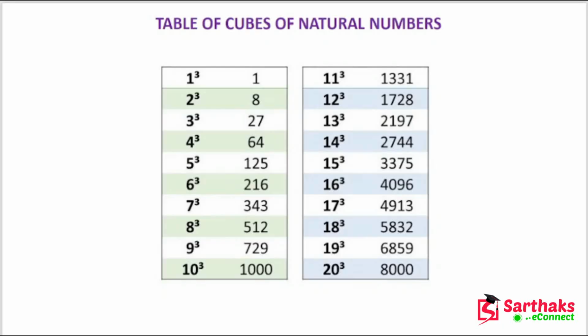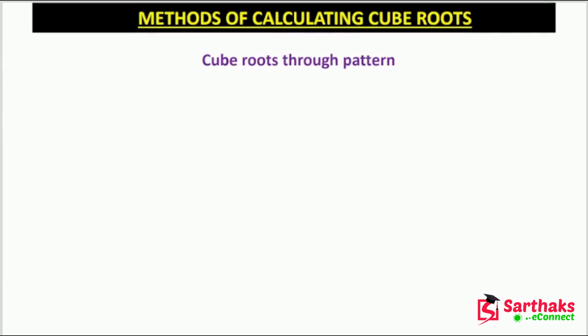So let us start the various methods available for calculating cube roots, and the very first method in this series is cube roots through pattern. Now students, we have already discussed squares and square roots, and you all know that squares have certain patterns. We know that the square of a natural number is the sum of the first n odd positive numbers. Similarly, cubes also have some patterns, but they are not as simple as in the case of squares. Let us discuss them.